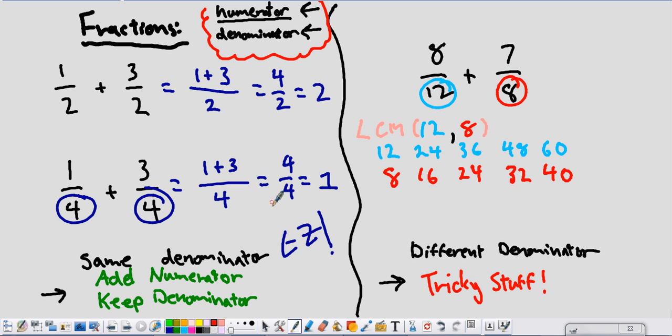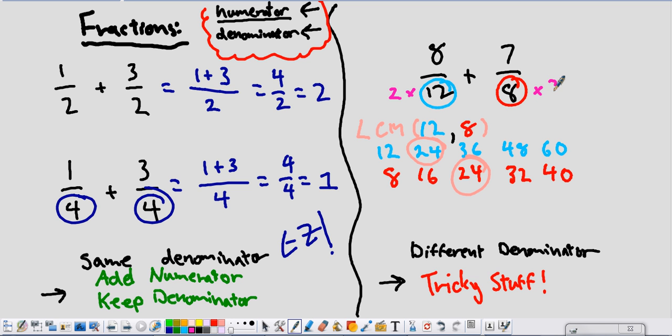Now, what number do we see in these two lists that are the same? I only see one number that's the same. That's 24. So the first number you see that's the same is going to be your least common multiple. So how do I turn a 12 into a 24? I multiply by 2. So I am going to write times 2. And how do I turn an 8 into a 24? I have to multiply by 3.